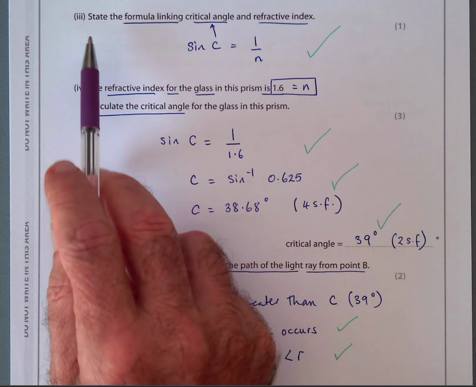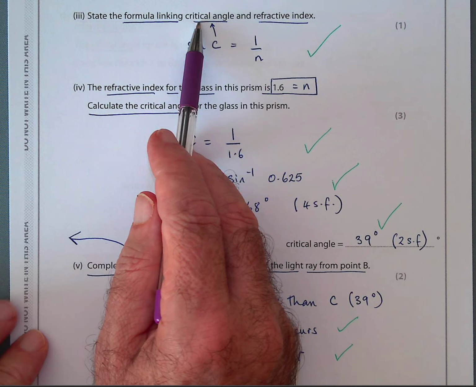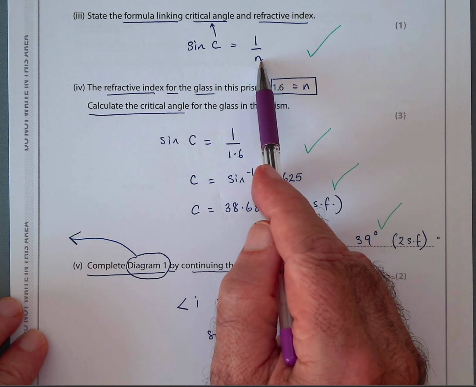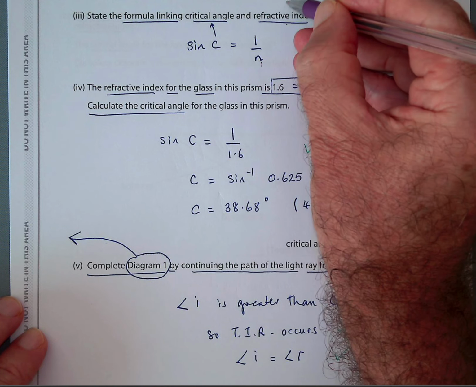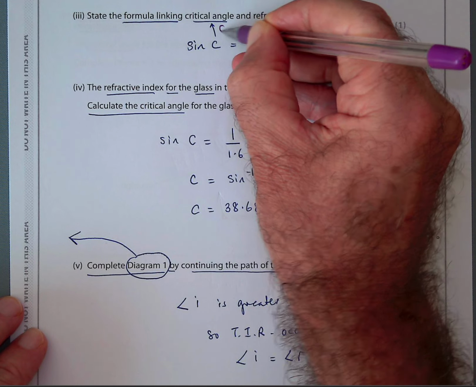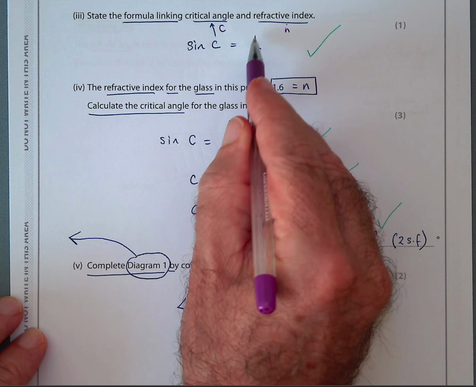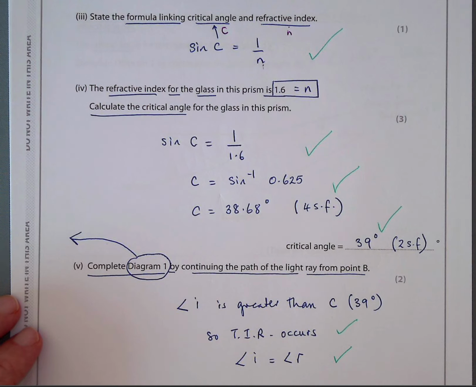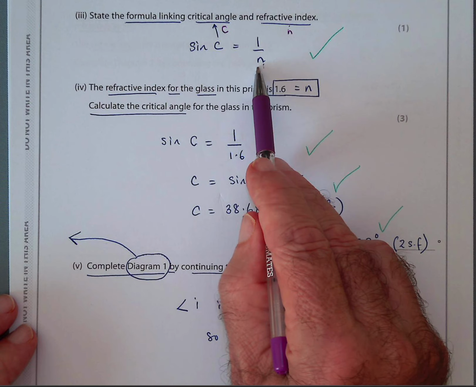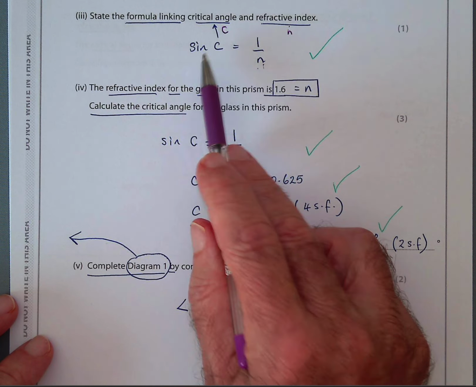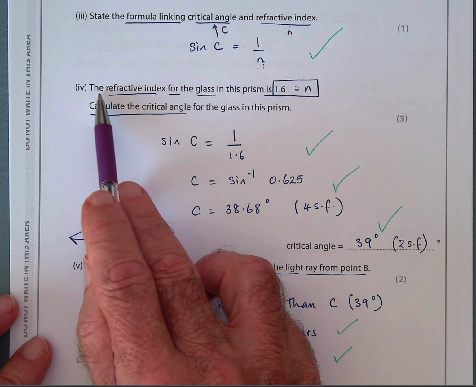But then it wants you to talk about, state the formula linking critical angle and the refractive index. That's n, the refractive index, and this is c. So the sine of the critical angle is always equal to 1 over the refractive index. So if you know the refractive index for the material, you can work out the critical angle. Well, here's exactly what they're doing.